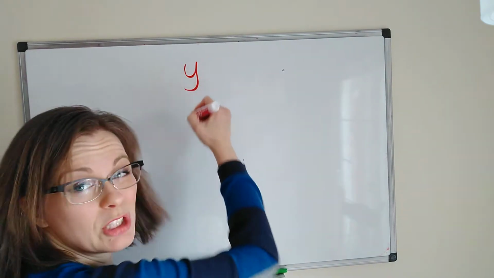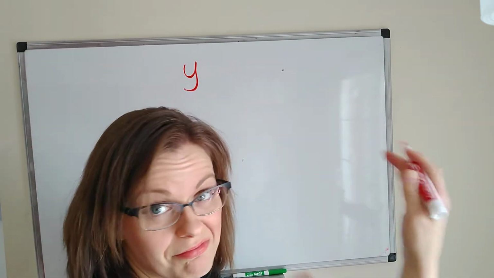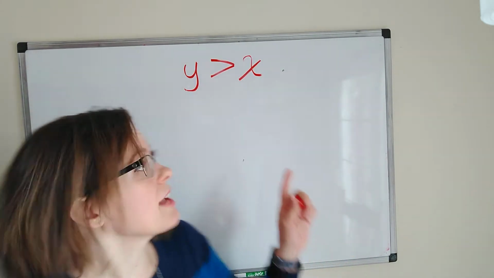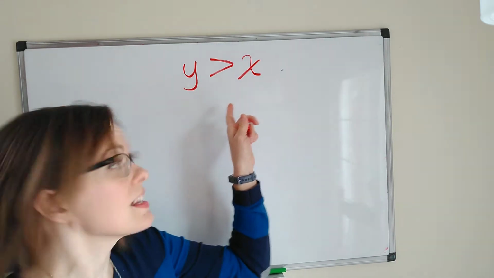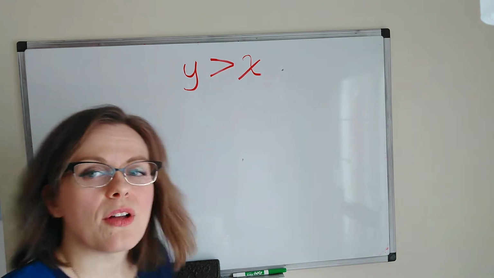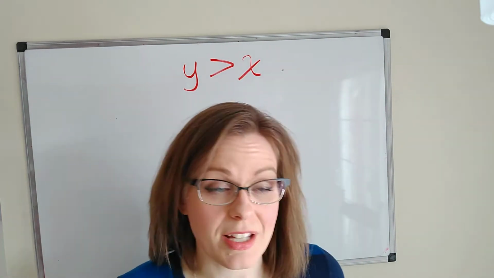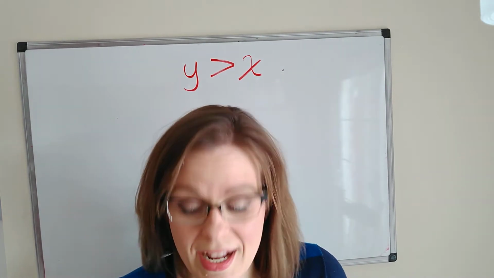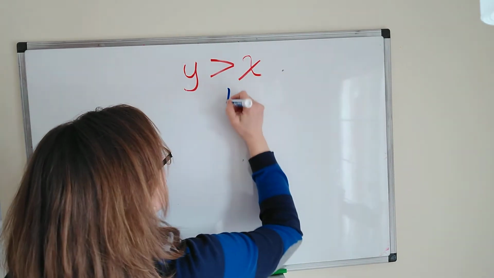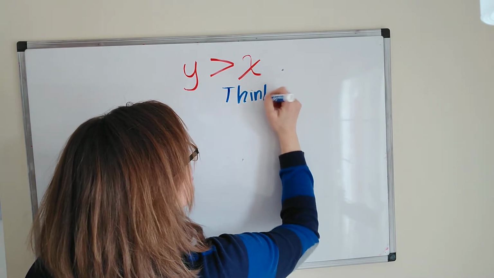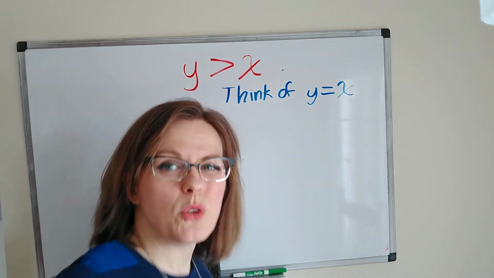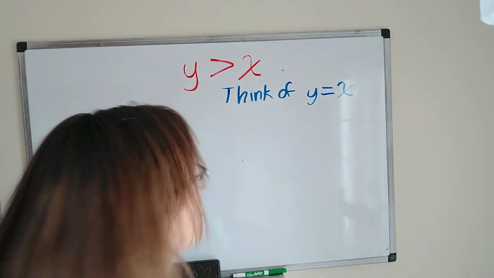I'm going to use something similar to the line that we saw last time. Except this time, instead of saying y is equal to x, I'm going to say y is greater than x, and we'll see what happens. Now, the best way to get started might be to go ahead and graph the line y is equal to x. So I'm going to write that in blue. We're going to think of y is equal to x.